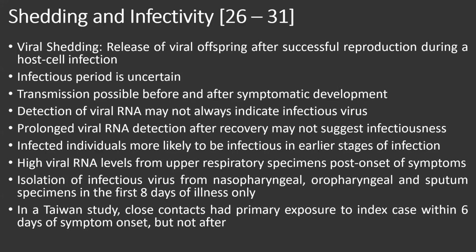In one study that evaluated many close contacts of 100 infected patients in Taiwan, all of the 22 secondary cases of these close contacts had their first exposure to the index case within 6 days of symptom onset. However, there were no infections documented in the remaining contacts whose exposure was past this interval.